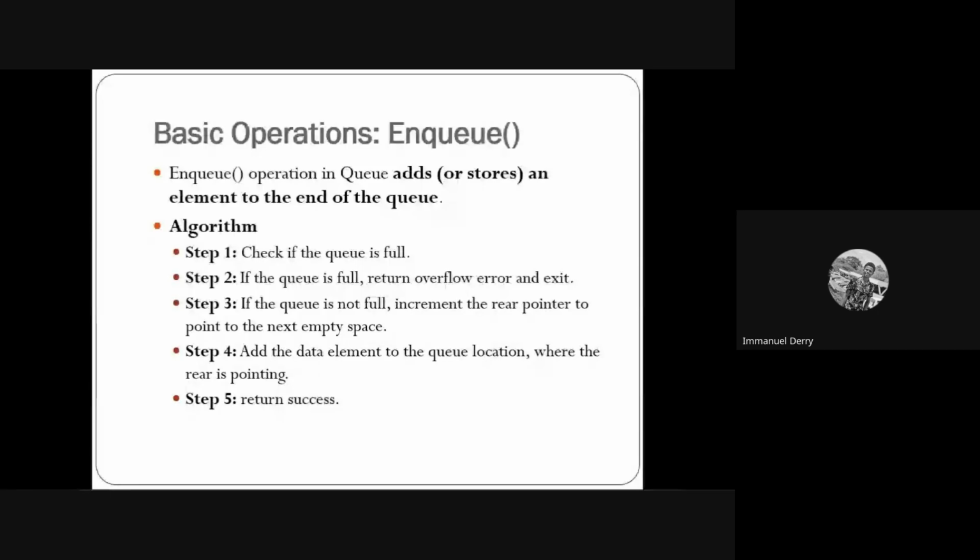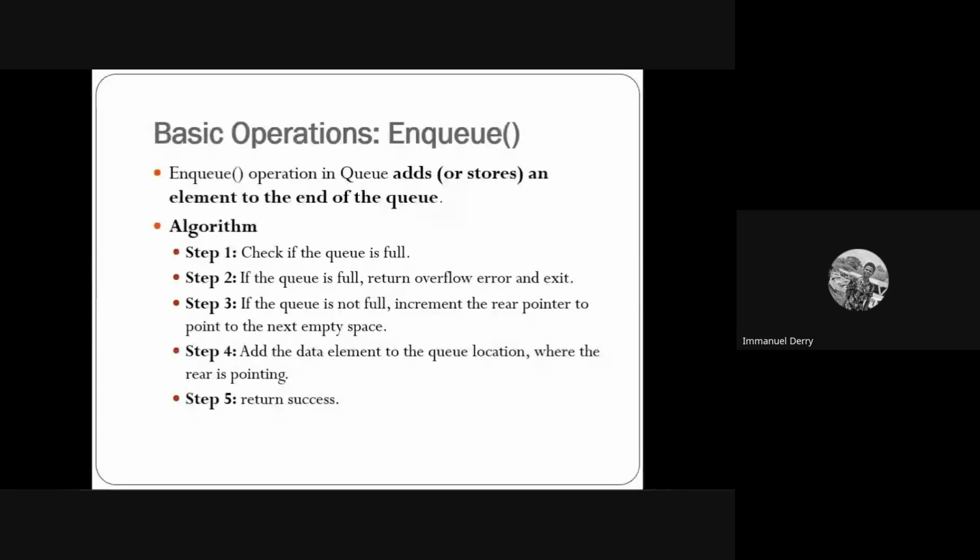However, if the queue is not full, then you increment the rear pointer to point to the next empty space. That's the third step. And then the fourth step, we add the data element to the queue location where the rear is pointing. And then we finally return a success message that your element has been added or has been enqueued successfully. And then the code exits. So this is a simple pseudocode to enqueue an element in a queue.